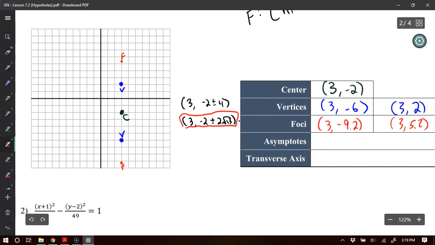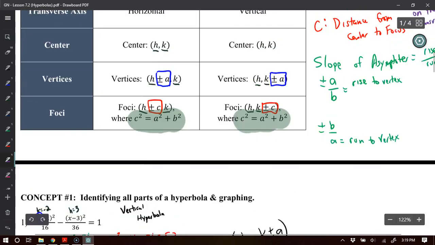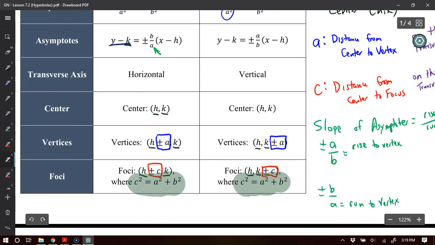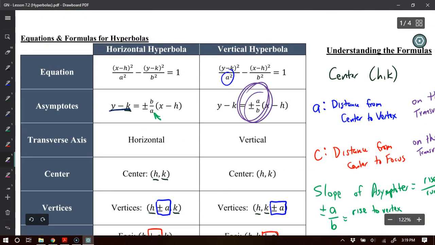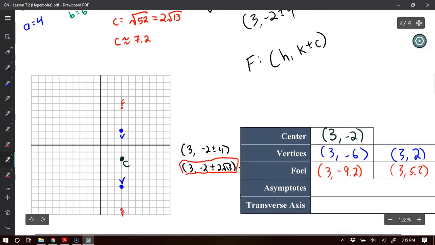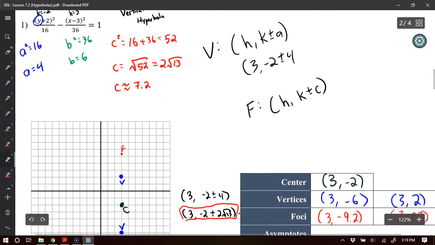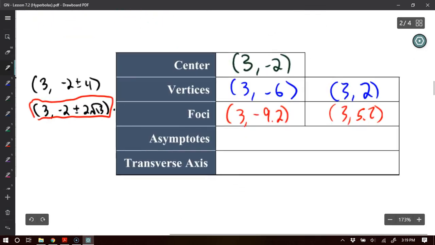So now it's the asymptotes. In this case, we have the formulas. It's y minus k equals something times x minus h. We just need to know which one, and you know what? It shows us. We can just go right there and see it's going to be plus or minus a over b. But notice y minus k is given to us in the equation. We have y plus 2, we have x minus 3. So I know it's going to be y plus 2 equals plus or minus something times x minus 3.